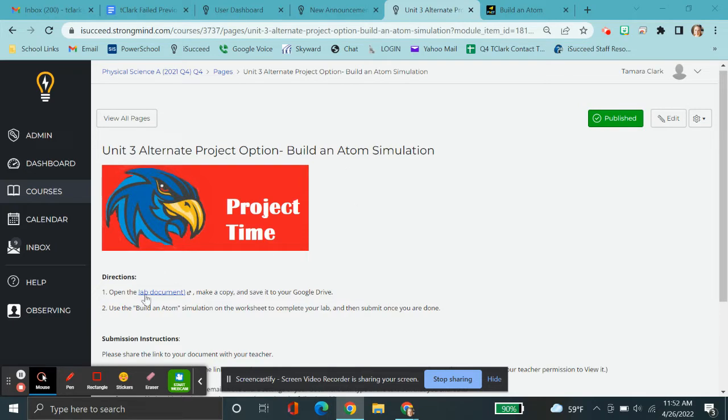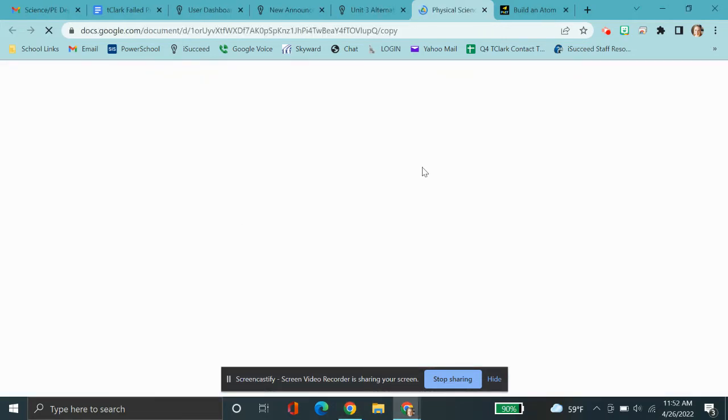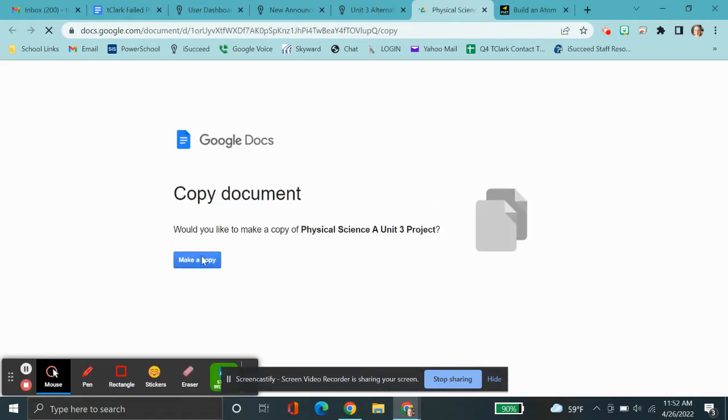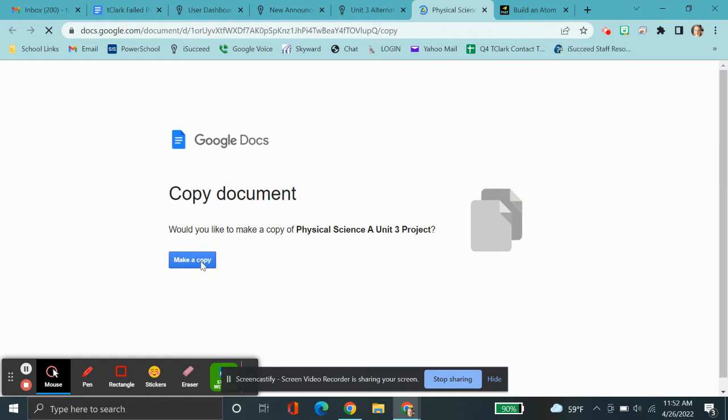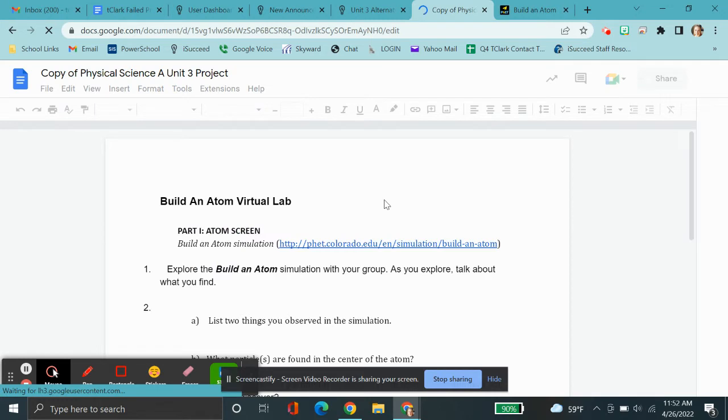So we're going to go to our Build a Lab simulation. You'll open the lab document, click Make a Copy. And then to get to the simulation, you'll just click on this link, and then we'll follow the instructions here.